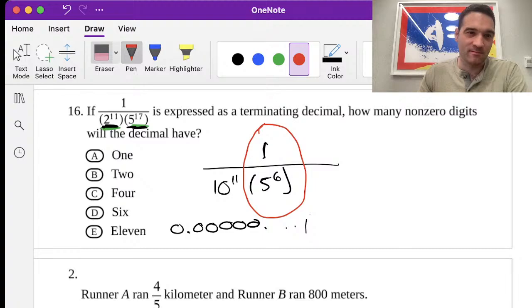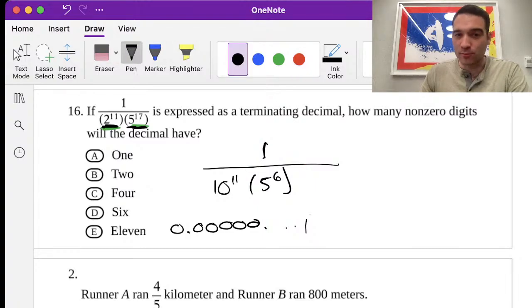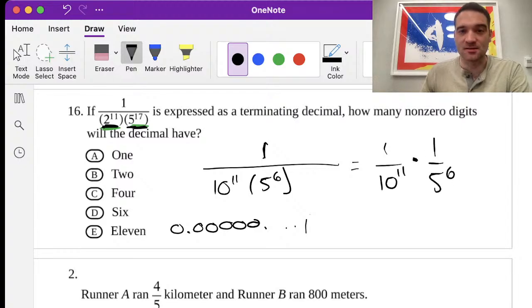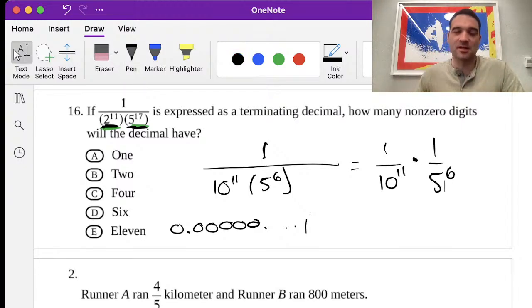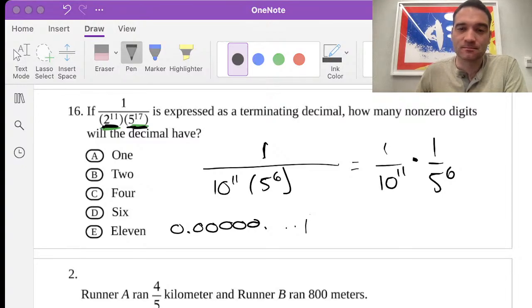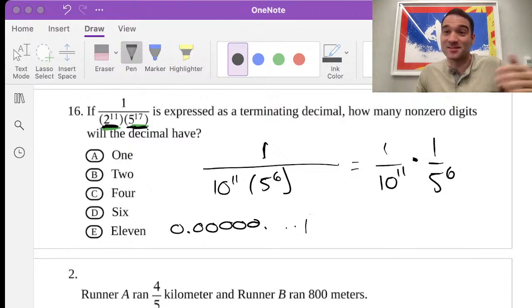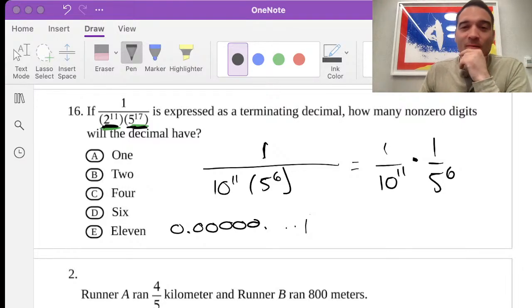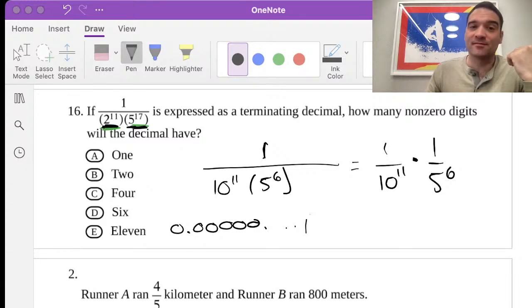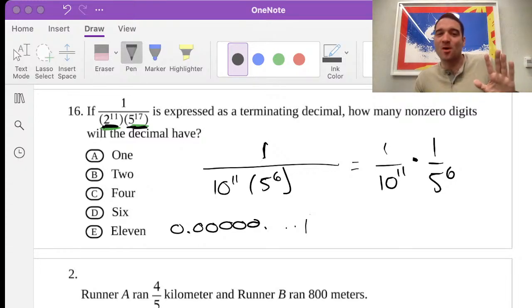Just to be very clear with our math here, we could break this up into a multiplication, right? This is 1 over 10 to the 11 times 1 over 5 to the 6, to make things nice and easy. So what we have is 0.00000000001 times whatever this number is, which is 0 point something else. And so here's the question. What is 1 over 5 to the 6? This is small enough that we can handle it on our calculator.